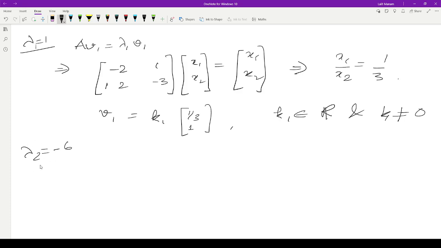Then we look at the second eigenvector, which is for lambda equals minus 6. For this we again rewrite the matrix.